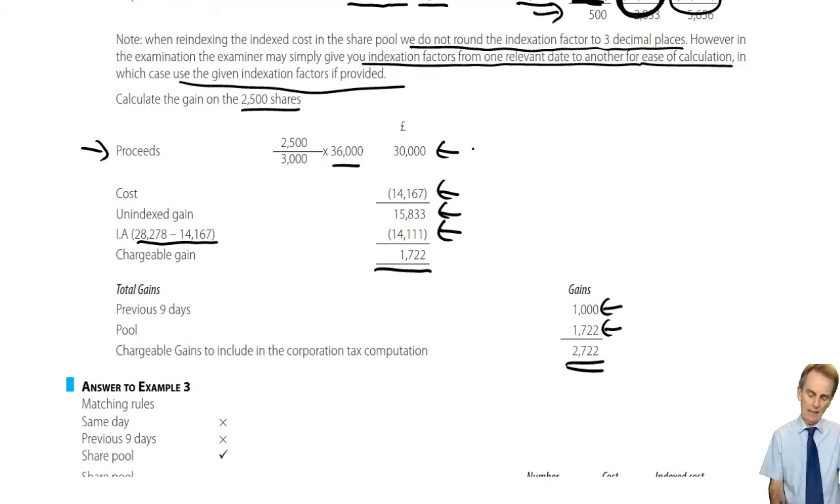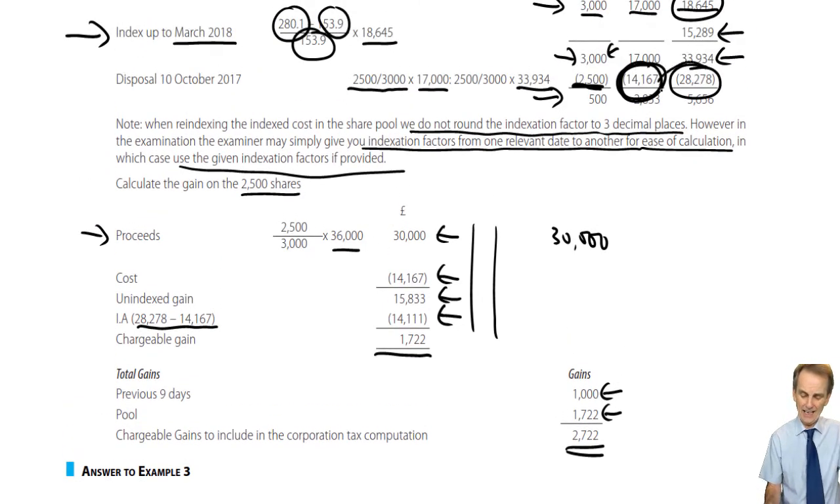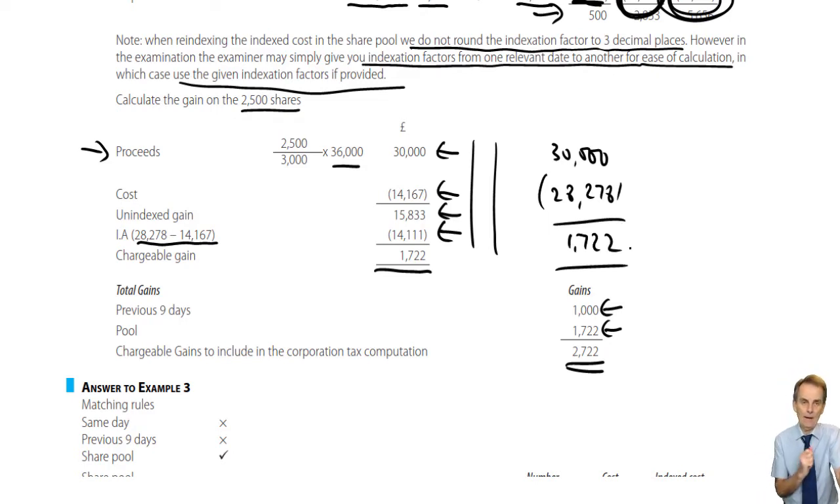Now you may be thinking in this calculation here, it would have been much quicker and easier to go 30,000 proceeds and then to go up to the index cost, that is cost plus indexation, and just deduct it directly, 28,278, and that would have brought you quickly down to the same answer, 1,722. Now, if you're doing an objective testing question where you're not handing in workings, it's just about getting the right answer, then you can do that.